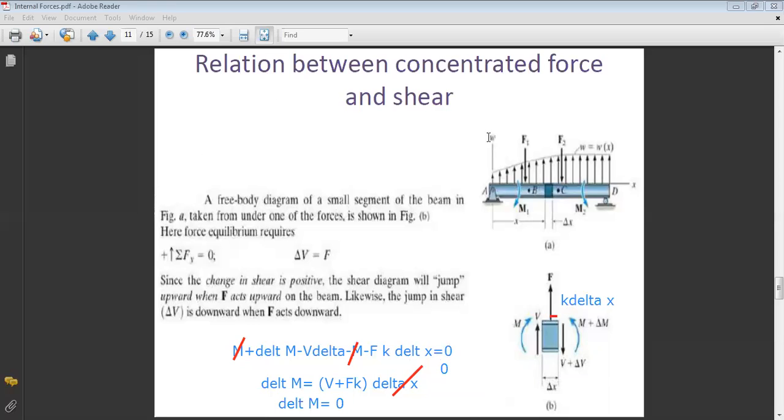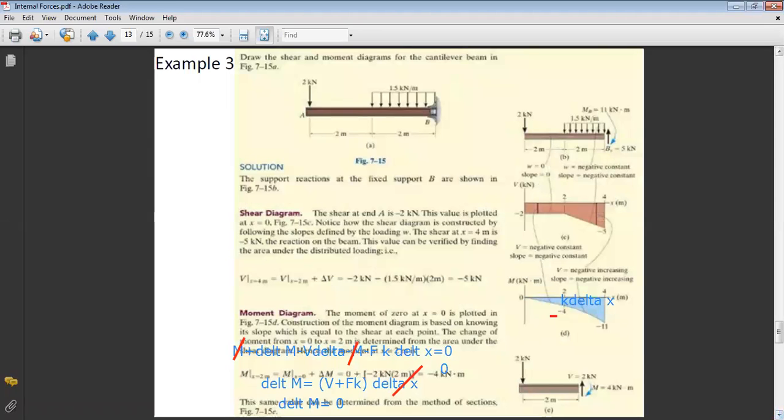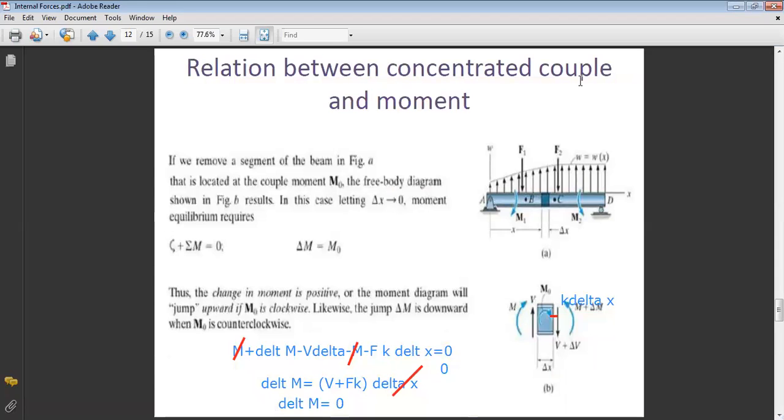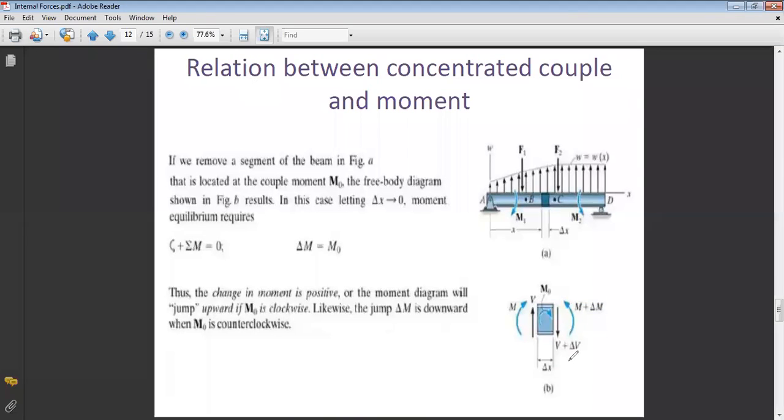So if you have a concentrated couple on your structure, let's say a clockwise couple M0, and you want to see its effect, of course, first for the shear, it will not affect the shear. The value of the shear will remain the same, because the shear is affected when you do sum of y equals 0. The couple will not enter into sum of y equals 0. The couple M0 will enter in sum of moments equals 0.